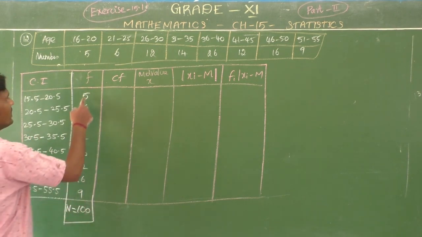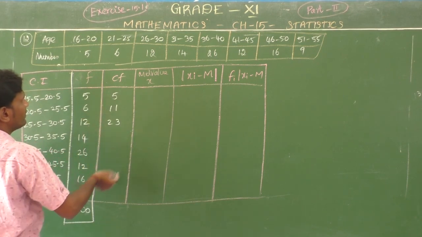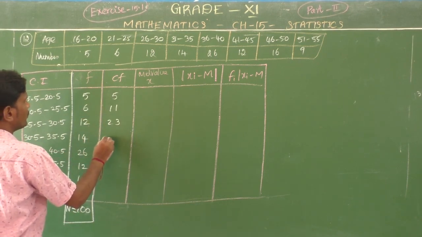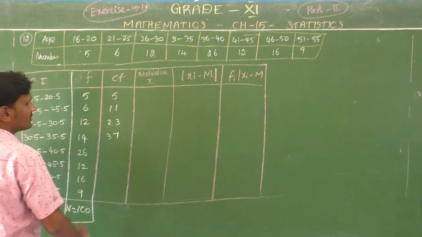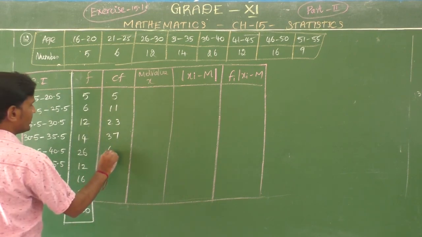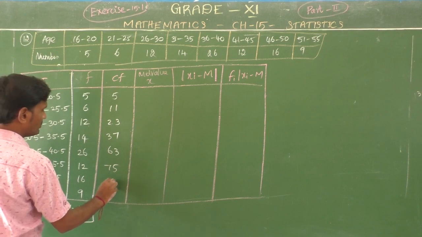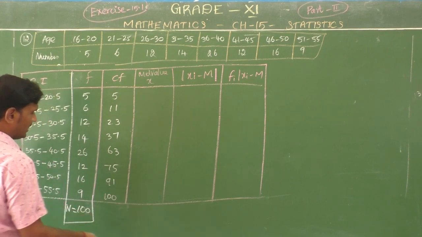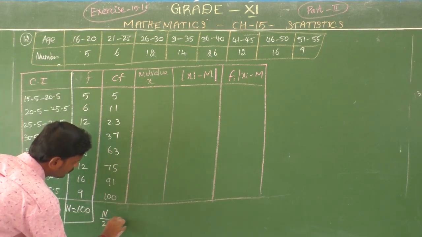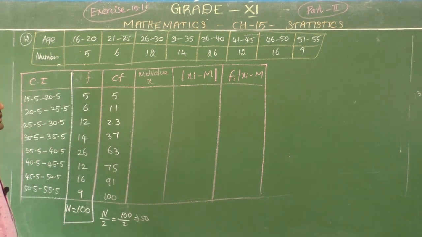Next, the cumulative frequency. 5 plus 6 is 11, 11 plus 12 is 23, 23 plus 14 is 37, 37 plus 26 is 63, 63 plus 12 is 75, 75 plus 10 is 85, 91, finally 100. Now n by 2 means 100 by 2 is 50.